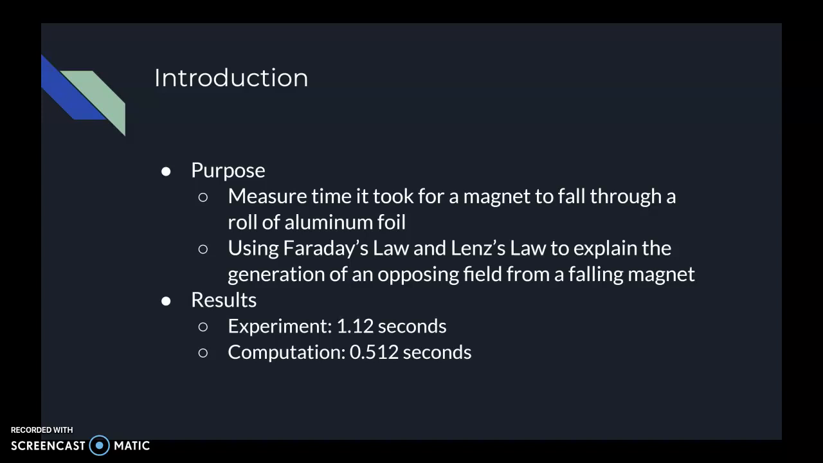The purpose of this experiment was to measure the time it took for the bar magnet to fall through a tube of aluminum foil. Then, I had to use Faraday's law and Lenz's law to explain the generation of an opposing force from the falling magnet slowing its descent. The results from the experiment can be seen below.